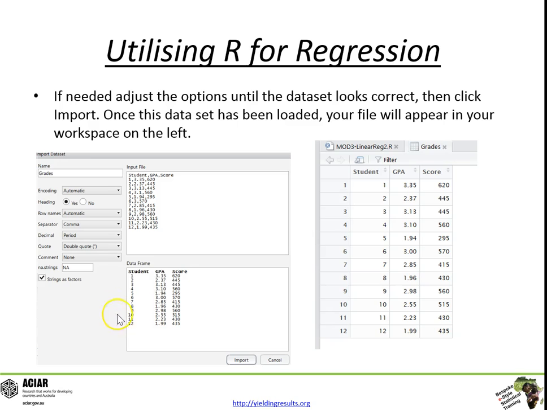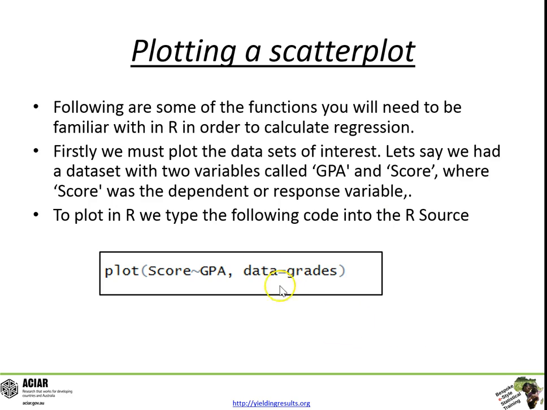When I look at the data frame that's going to come in, that looks sensible, so I can use import, and then when I follow through this data set, which is called grades, you can see the name here with a capital G, will come into my R, and there I will have my data. So one of the first things we might want to do with our regression data is to be familiar with how we might just work with regression. The first thing I'd like to say is let's plot the data set of interest. Let's say we have this data set with GPA and score, where score was the dependent or the response variable.